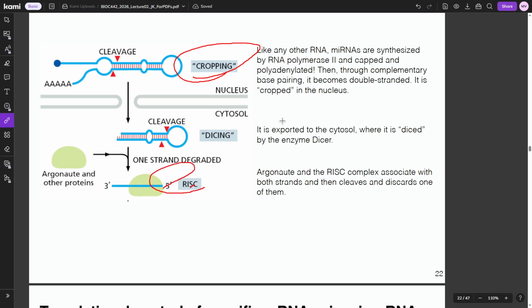And I can't remember what RISC stands for. I think it stands for RNA-induced silencing complex, but I can't remember off the top of my head. It's not that important, to be honest with you. Let me see if I can find it. Yes, it is an RNA-induced silencing complex. Okay, I had it right. Okay, cool.